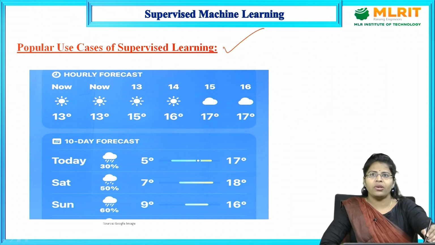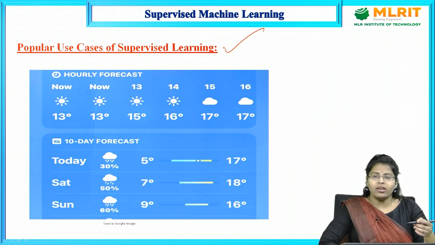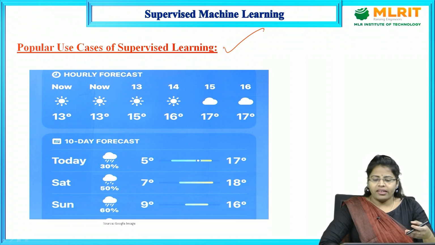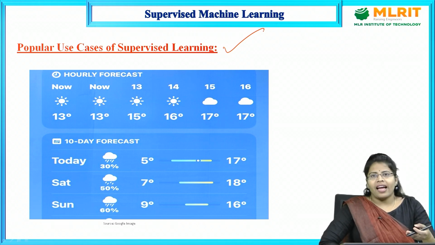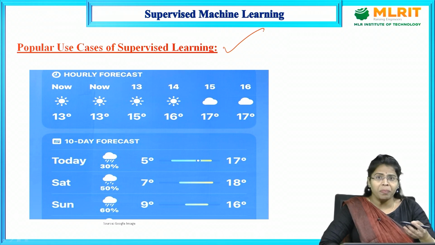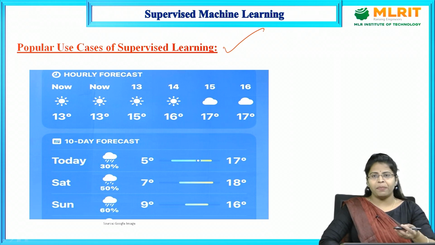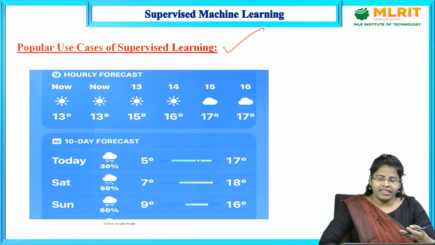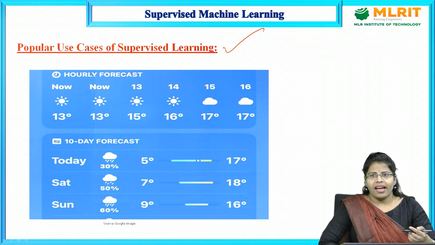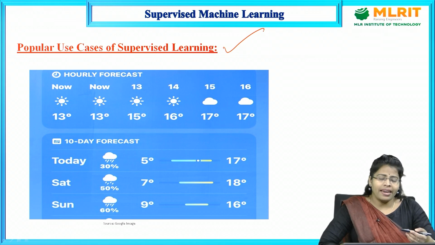Next, coming to another use case of supervised learning, the weather app. As you can see, based on prior knowledge, whenever the temperature is higher, it is sunny, and whenever it is cloudy, the humidity is higher. Based on that, it is going to predict the output, because we feed the data to the computer that whenever it is sunny, the temperature is higher, and whenever it is cloudy, the humidity is higher. Based on that training, it is going to predict the weather.